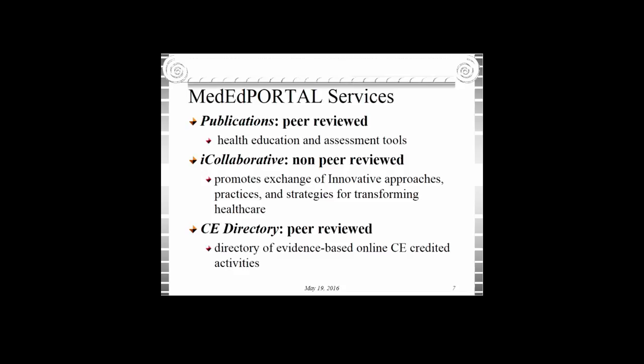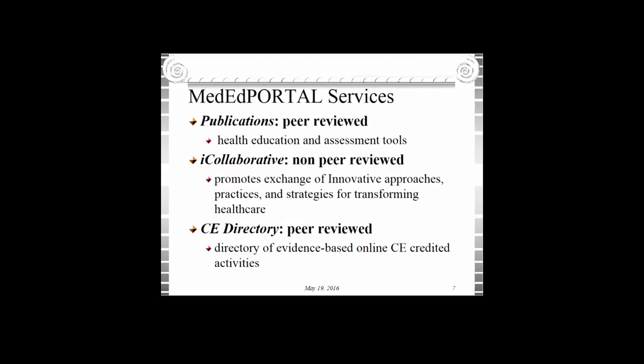MedEd Portal is sponsored by the AAMC, Association of American Medical Colleges. This is a free platform for health educators to build, share, elevate, and access high-quality teaching materials. There are a few different aspects of the MedEd Portal. The publications sections are all peer-reviewed. They're health education and assessment tools.